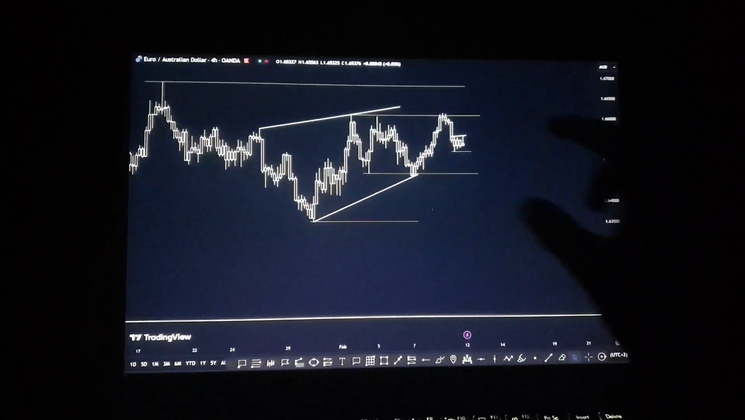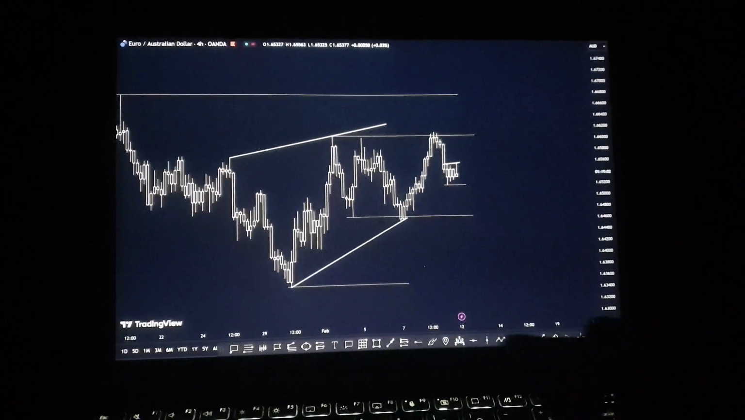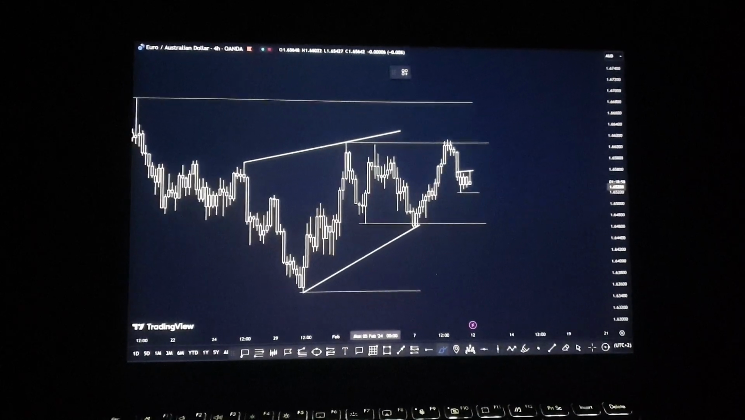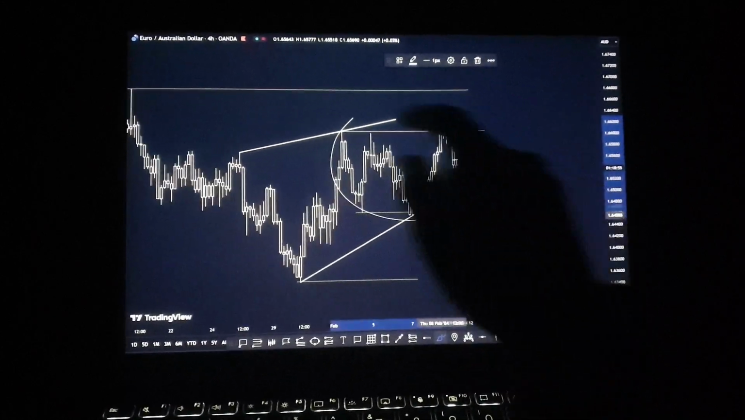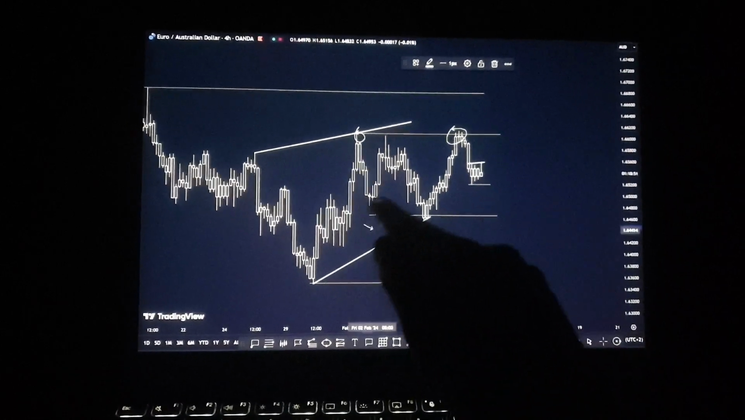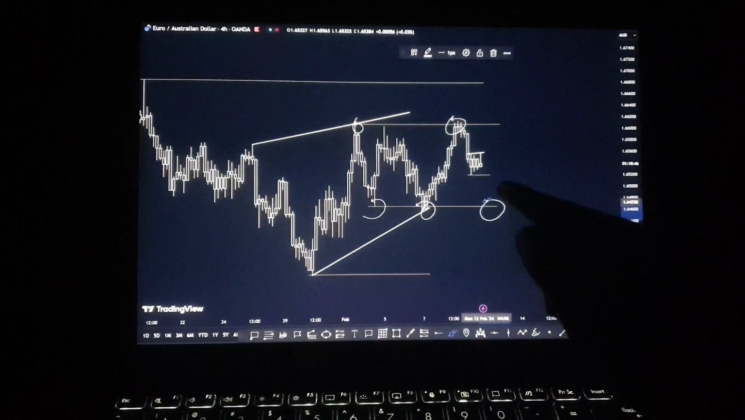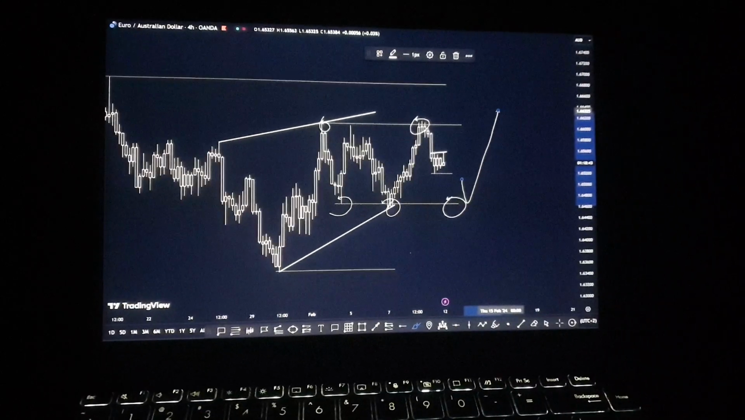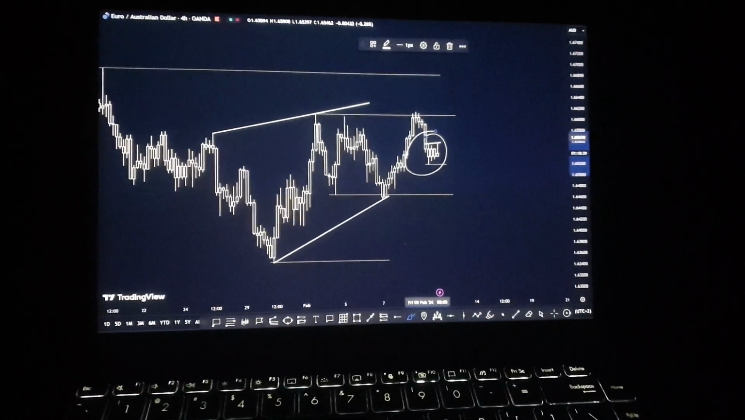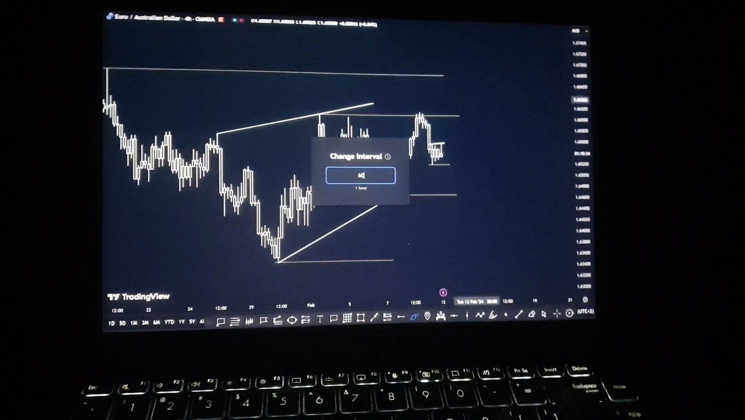Euro AUD. Euro AUD is interesting, by the way. Well, price is in a range to begin with over here. We have a first touch, second touch, first touch, second touch. We are hoping that price is going to come here for a third touch before going to the upside again. But as things stand right now, we are waiting for price to give us structure to work on.